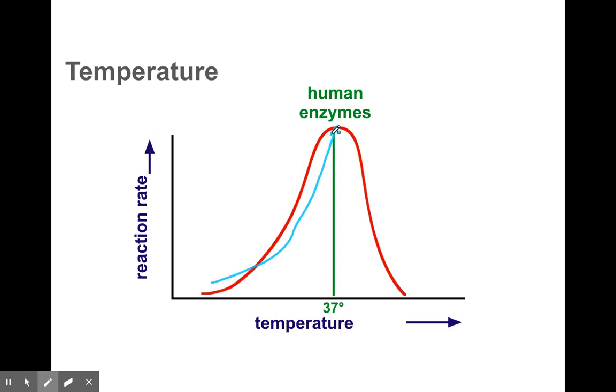However, this here is known as the optimum rate. That is the best rate at which our enzymes work. That's when there's the most number of collisions. Now, as I go past the optimum rate, notice how my reaction rate starts to decrease until it no longer functions.